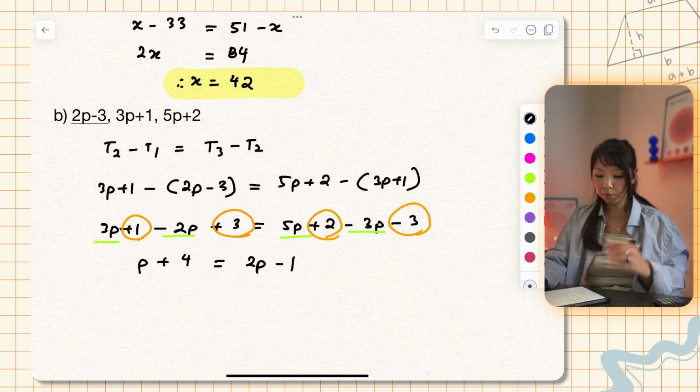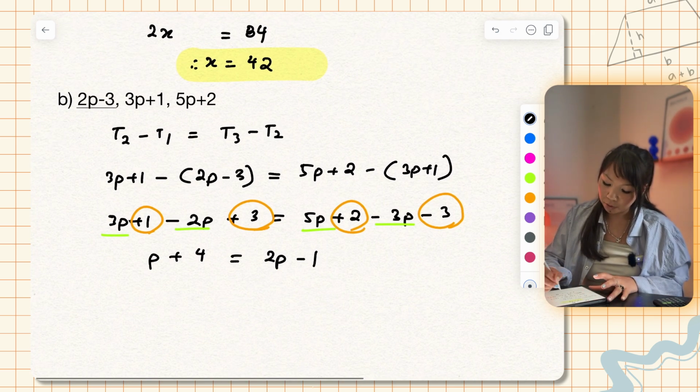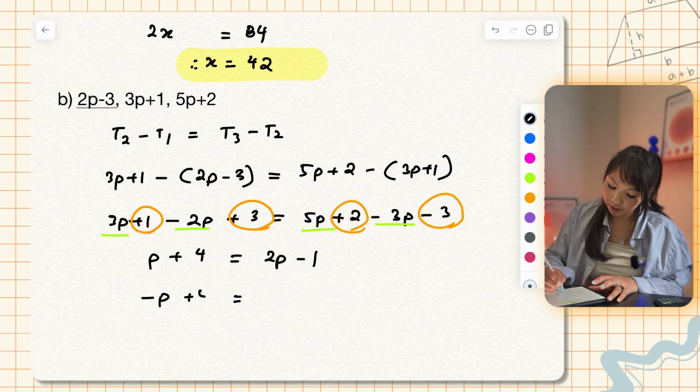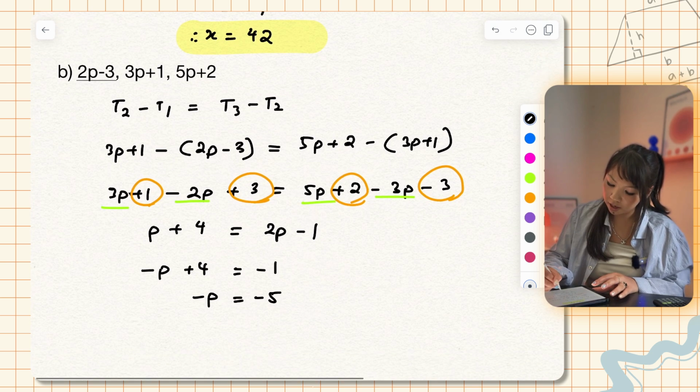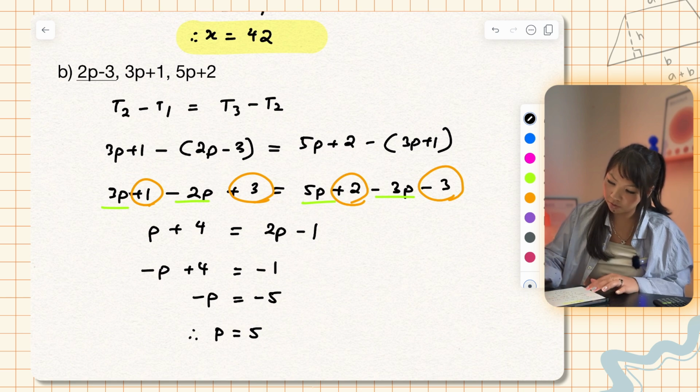So now if I bring them all over together, I'm going to bring the 2p to the left. So we get -p + 4 equals negative 1. I'm going to minus the 4, we get -p equals negative 5, or p equals 5.